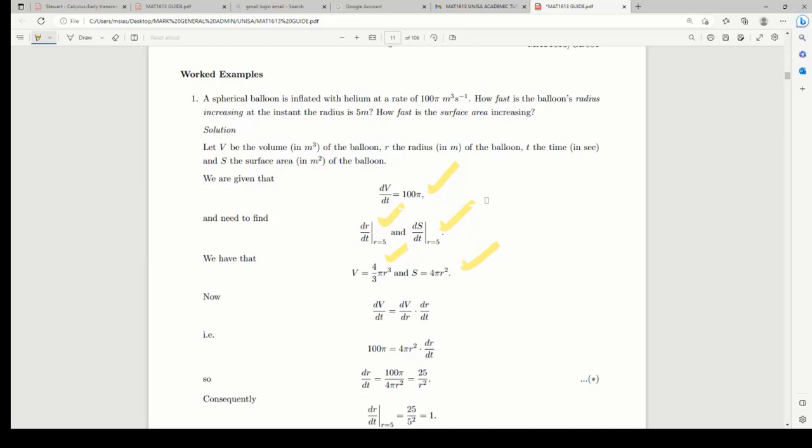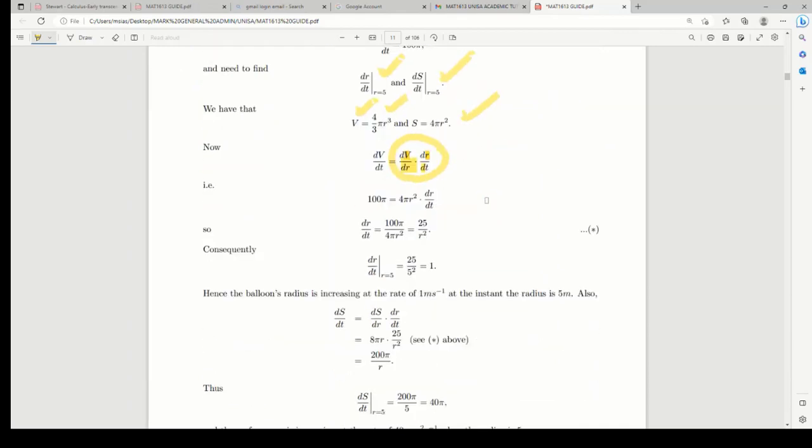We have dV/dt, and then here they employ the chain rule, because you can see that the volume is a function of the radius. So they ask, what is dV/dr? And the radius is a function of time, so they write down dr/dt, which they still need to find. That's the unknown for us in that problem. They are given dV/dt is 100 pi.